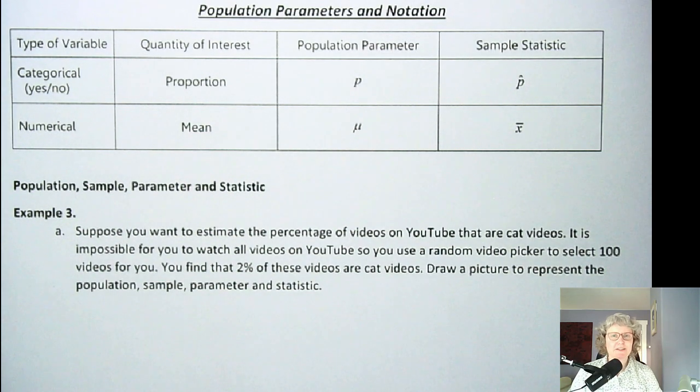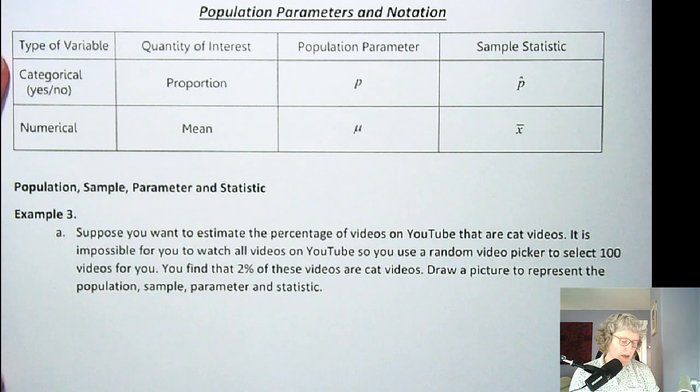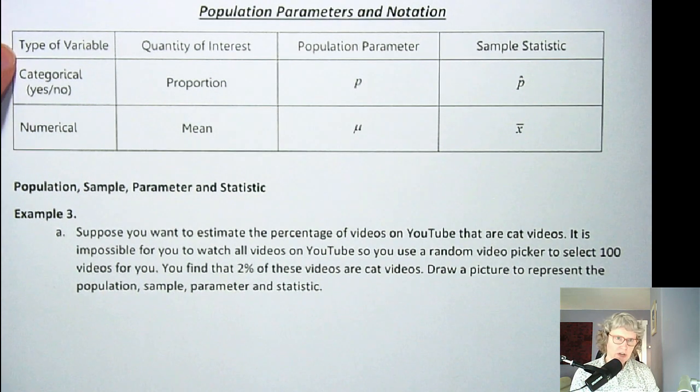Hi, in this video we're going to talk about population parameters and notation. And then we'll do an example. Okay, so we've got a table here that lists all the things we're going to talk about.